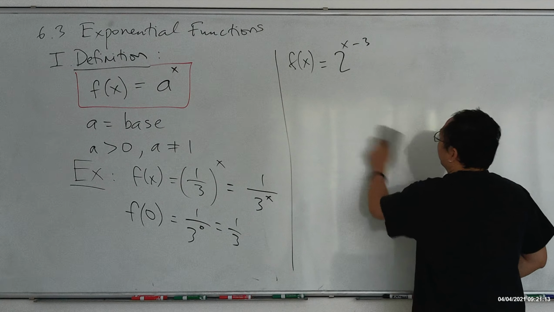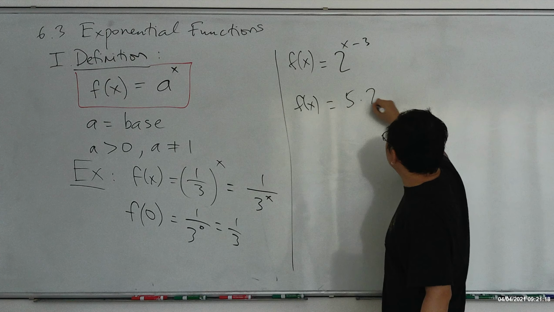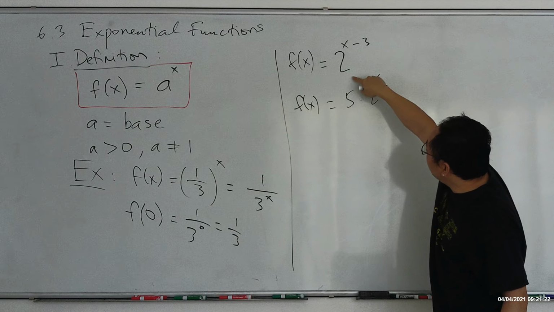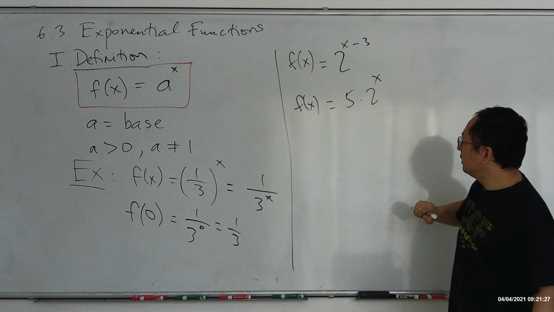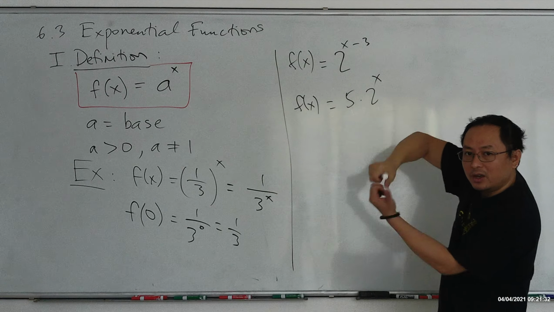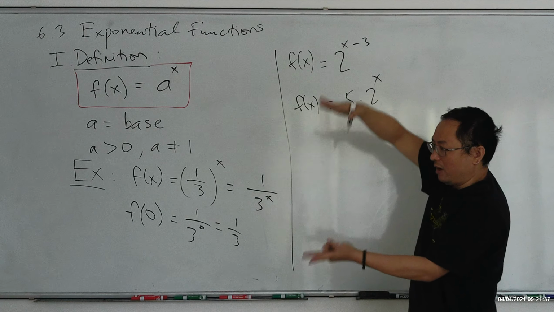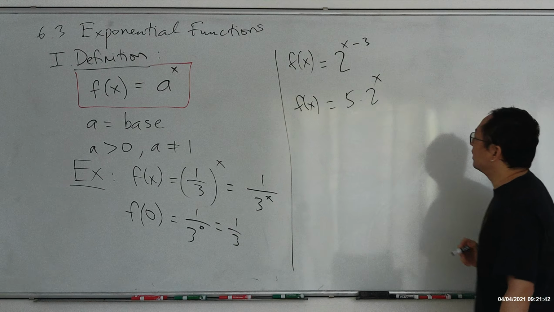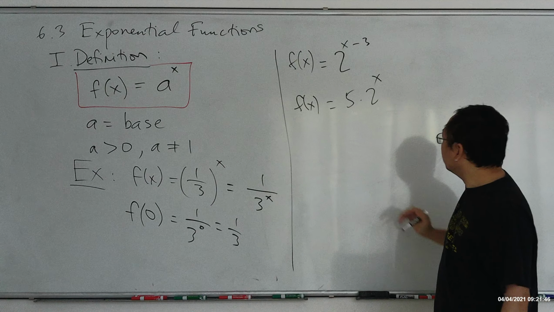Okay, how about this? f of x is equal to 5 times 2 to the x. So keep in mind that this 5 right here doesn't have an exponent. So it's a constant 5 times 2 to the x. If you multiply a constant to the function, what happens here? You are stretching the graph by a factor of 5. So if the original graph is that tall, then it becomes 5 times taller. And we learned that before too. It's about compressing or stretching the graph vertically.